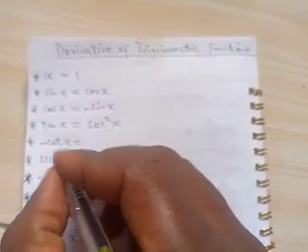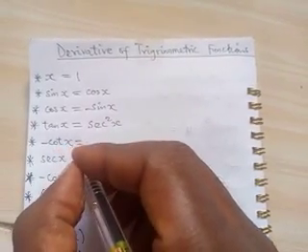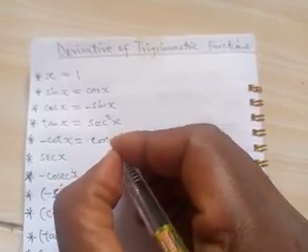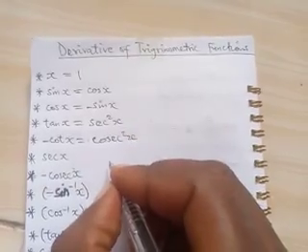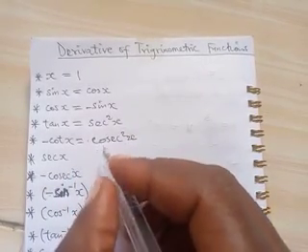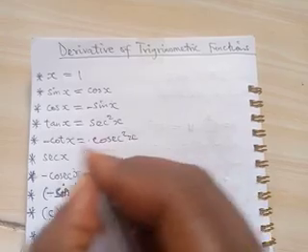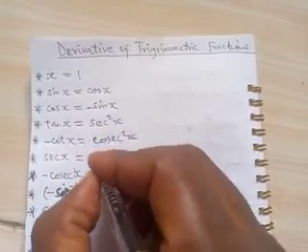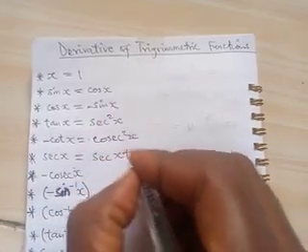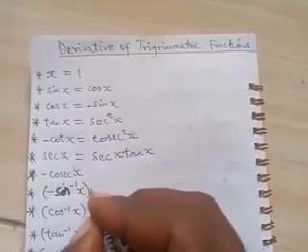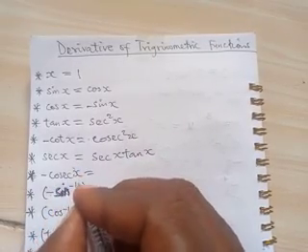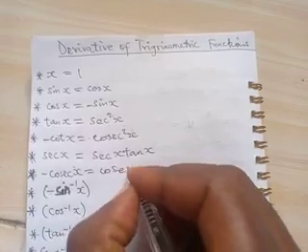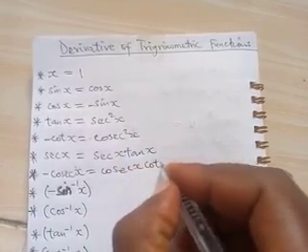Whenever we differentiate negative cot x, we're going to get cosec square x. The reason is because whenever we differentiate cot x, we're going to get negative cosec square x. When we differentiate sec x, we're going to get sec x tan x. Whenever we differentiate negative cosec x, we're going to get cosec x cot x.